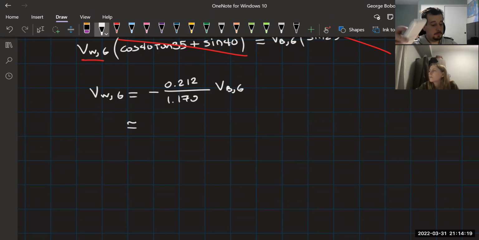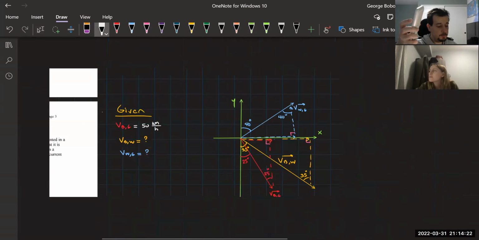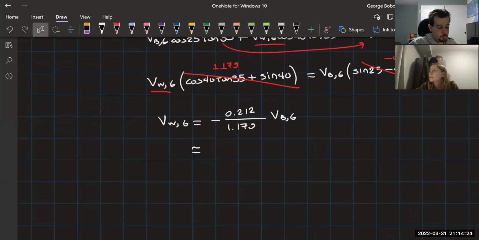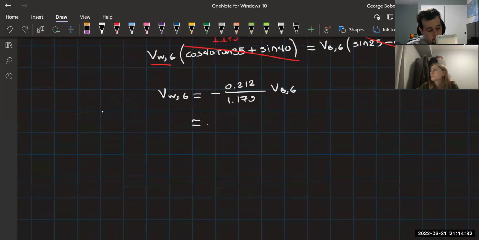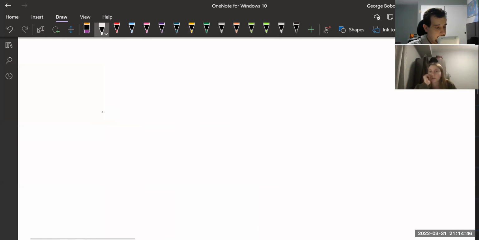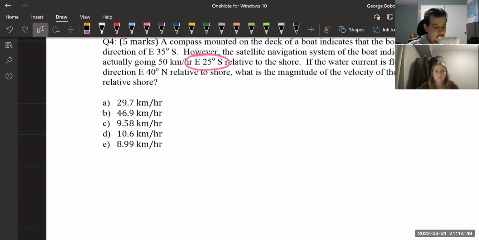So anyways, VBG we said is going to be 50. We have 0.212 divided by 1.179 times 50, and we get around 9 kilometers an hour, and it's a negative 2. If it's not in the options, we're reading this the opposite. It is. There's a 9, yeah, I got E here. Yeah, that's the right one.